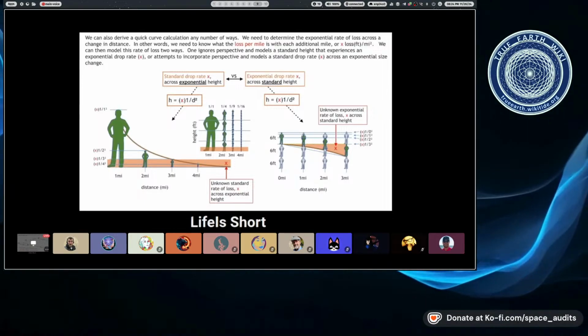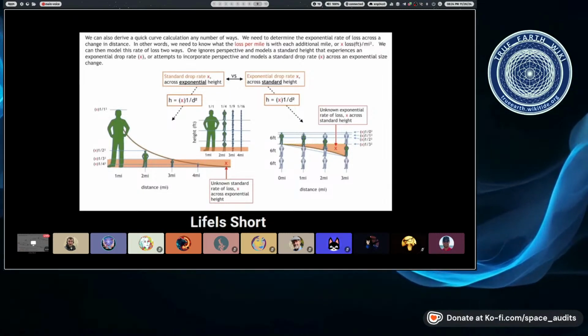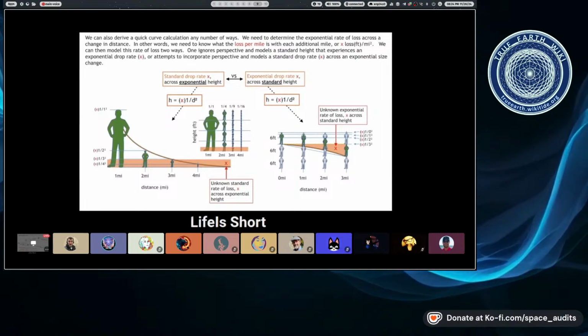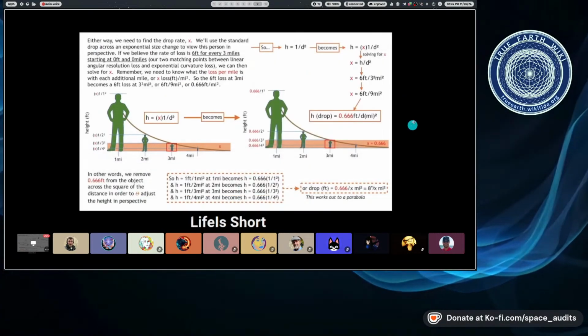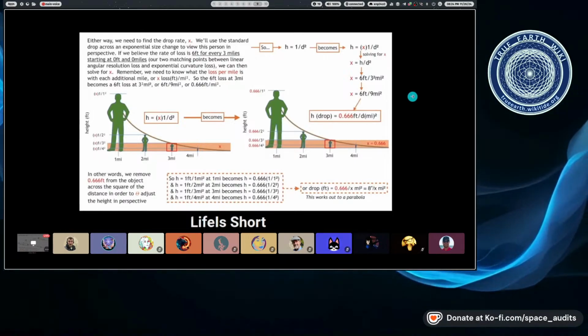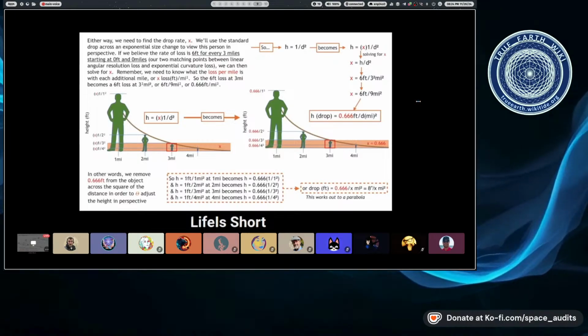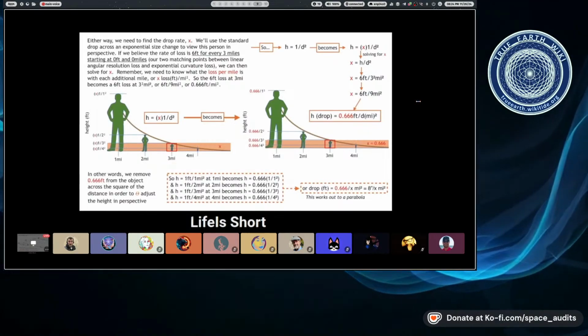Both give us the same information. If you need to pause and digest some of these, please do so. Either way, we need to find the drop rate x. So we'll use the standard drop across an exponential size change in order to view this person in perspective.